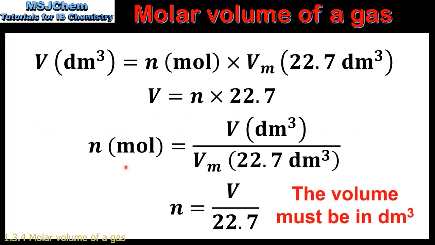The next equation is used to calculate the amount in moles. To calculate the amount in moles, divide the volume by the molar volume. Once again, an easy way to remember this equation is n equals V divided by 22.7.